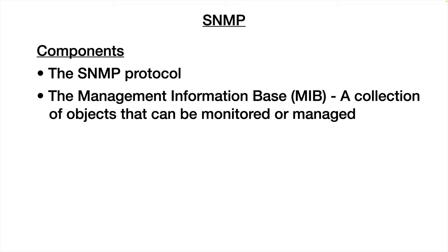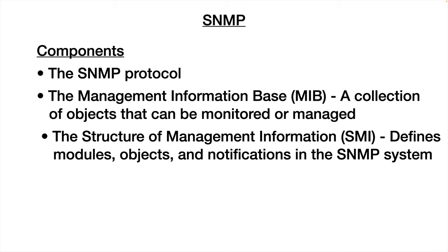As far as the components, we have the SNMP protocol itself. We have something called an MIB, which is a management information base. It is a collection or database of objects that can be monitored or managed through the system. We have something called an SMI, which is the structure of management information. And this defines objects in the system, notifications that we can have, and modules that are used to process the data.